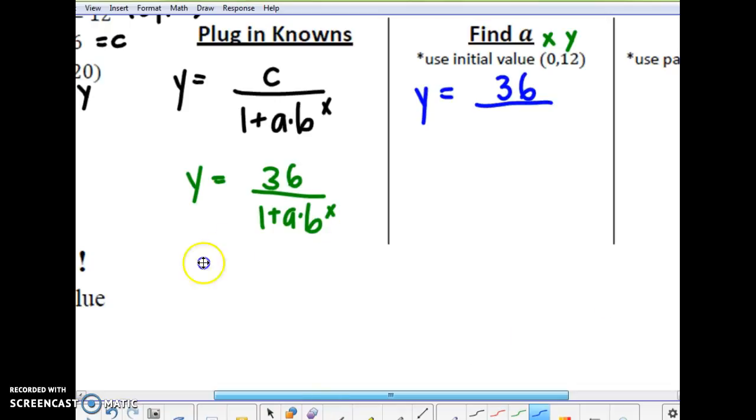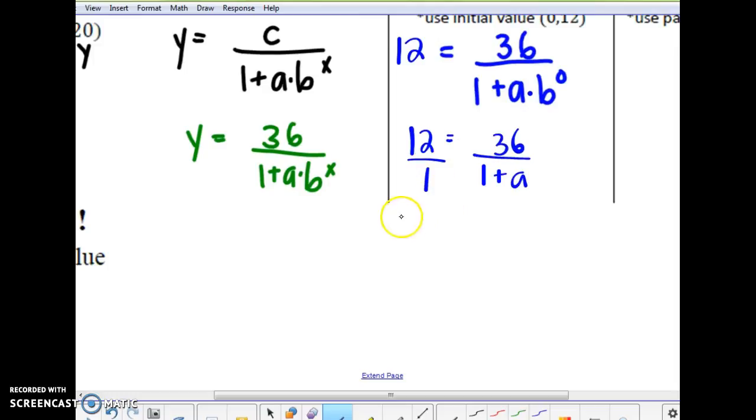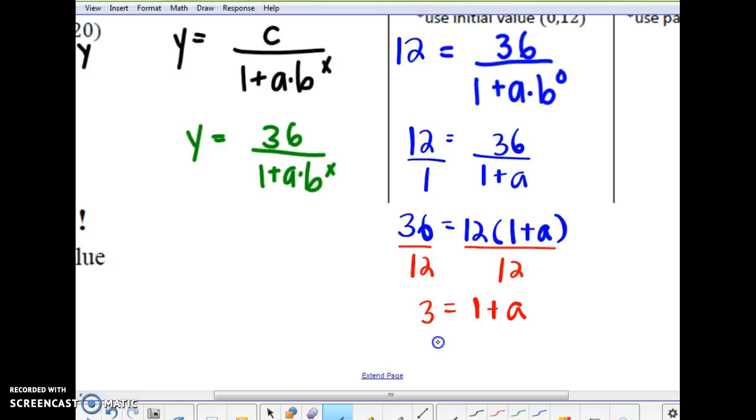Okay, so 1 plus a times b to the 0. I'm going to put that in, and instead of y, I'm going to replace that with the 12. So 12 equals 36 over 1 plus a. Make that side into a fraction as well. I'm going to cross multiply. 36 equals 12 times 1 plus a. I'm going to divide each side by 12. You could distribute the 12 as well, either way, but 36 divided by 12 gives me 3, which means take away 1 from each side. My a is equal to 2.